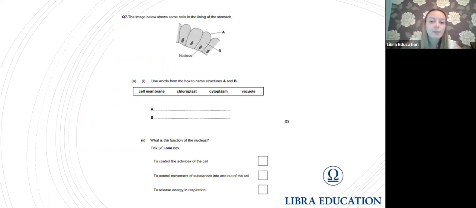So question 7. The image below, I'm not sure if you can see the top of that, is basically showing us a cell here. Use the words from the box to name the structures A and B. So this is obviously a plant cell. We should be guessing this from the general shape. So if you could label A and B.